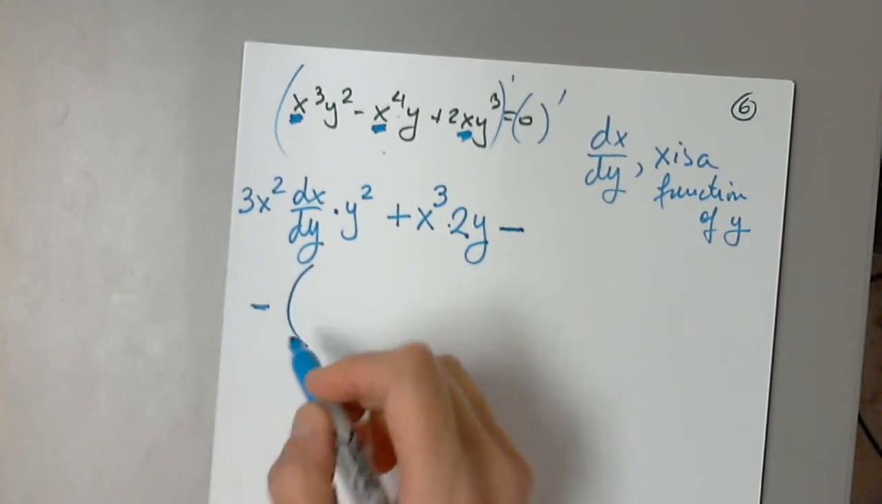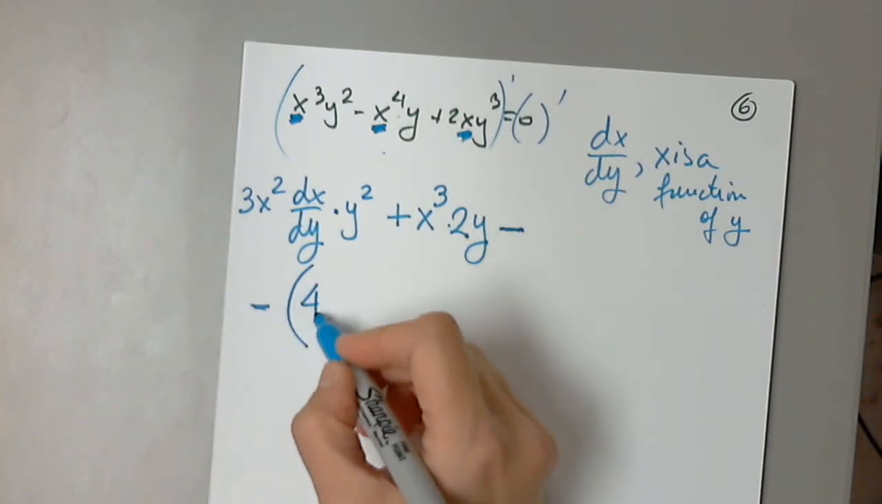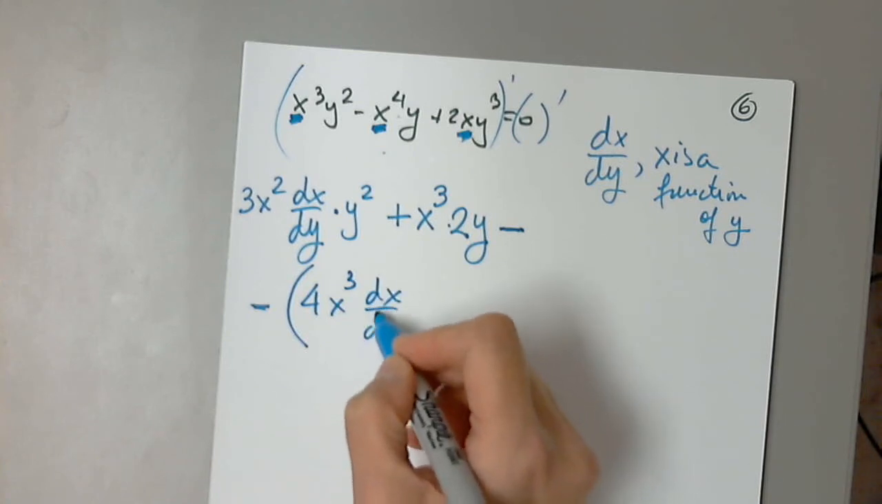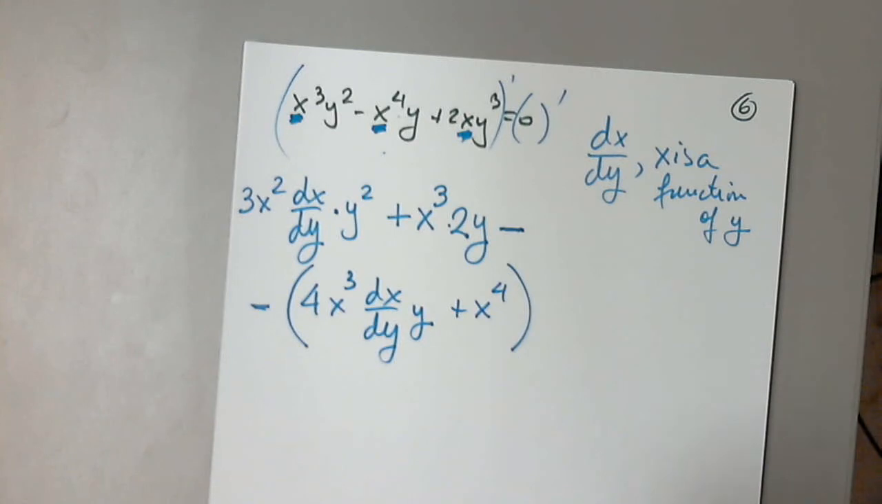So minus. Be very careful because now we have to distribute the negative sign. So I have 4x to the third times dx over dy times y, and plus x to the fourth, because when I differentiate y being the variable, y prime is 1.